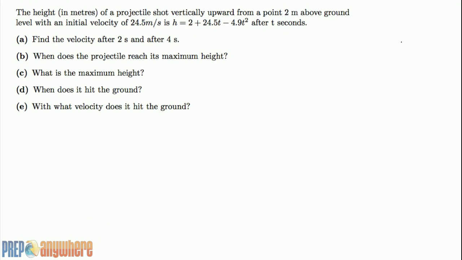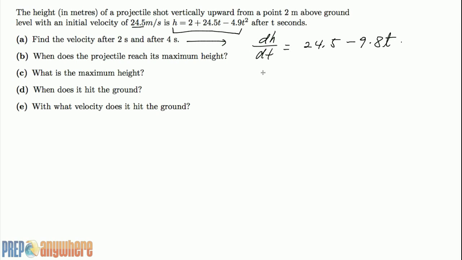Okay, the height of a projectile shot vertically upward from a point 2 meters above the ground level with initial velocity of 24.5 is given to be this. Okay, so now it asks you to find the velocity at 2 seconds and 4 seconds. So we need to find, first of all, dh over dt, which is going to be 24.5 minus 9.8t.